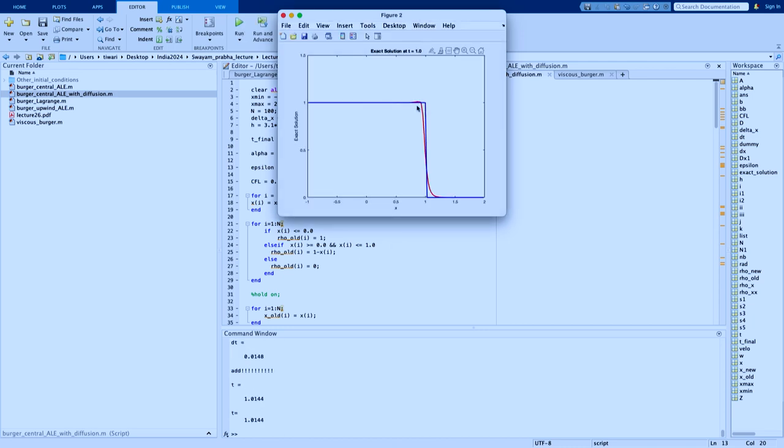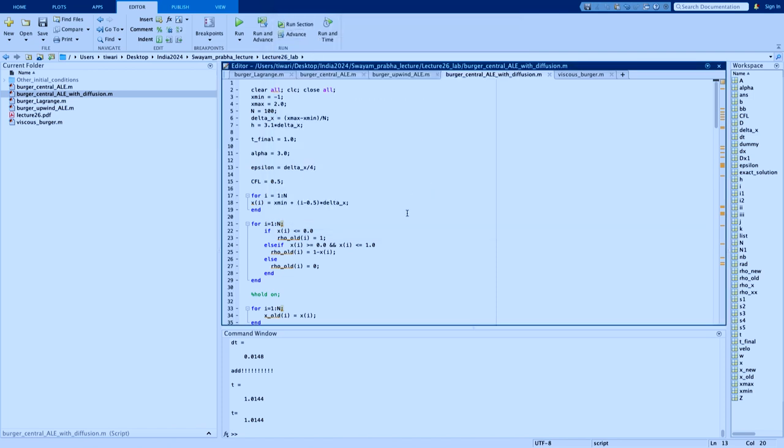You see, now it starts a little bit oscillating. So our numerical diffusion coefficient is a little bit smaller, but we are still on the border. So in this case, we are better than the upwinding scheme. It is due to the central difference. And now we come to the viscous Burgers equation.